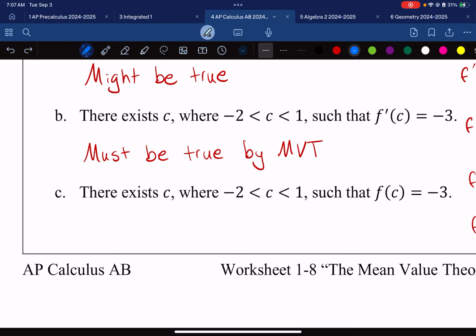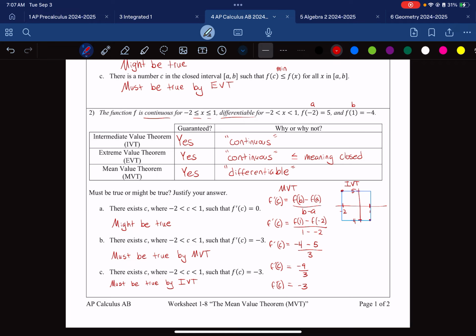Ooh, I'm going to go back to red, though. Must be true by intermediate value theorem. Excellent. Moving on to the back.